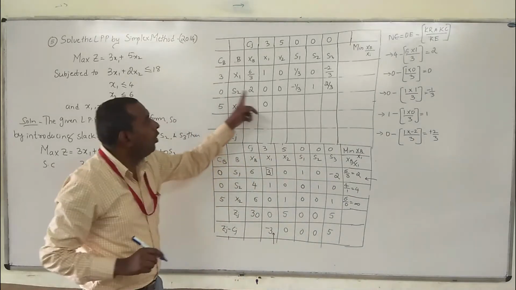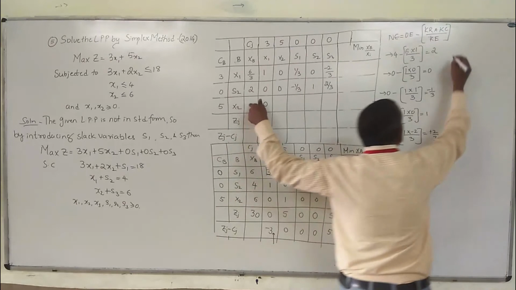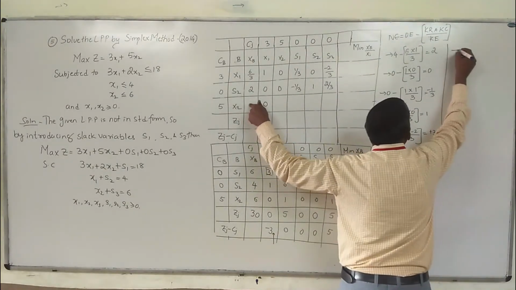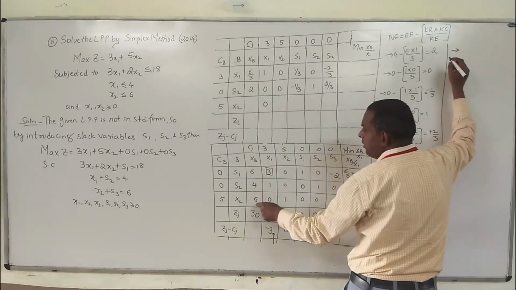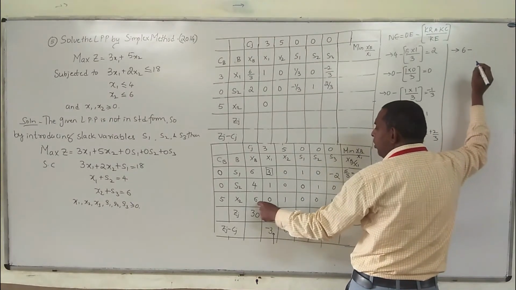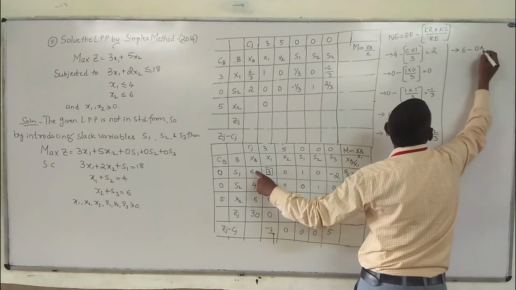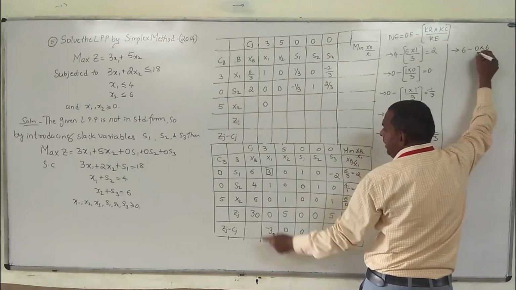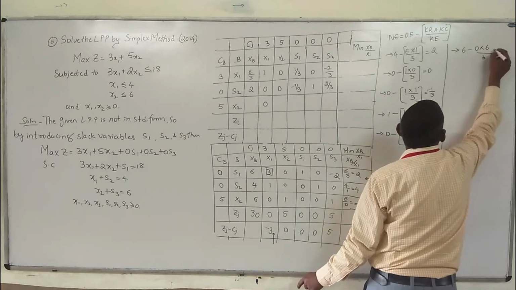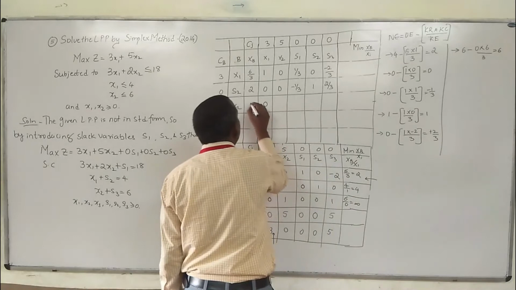So we got all these column values. Next, again find the value of these things. So it is how much? 6 minus key row, that is 0, into key column, that is 6, divided by 3. The answer is 6. Fine. So let me write 6 here.